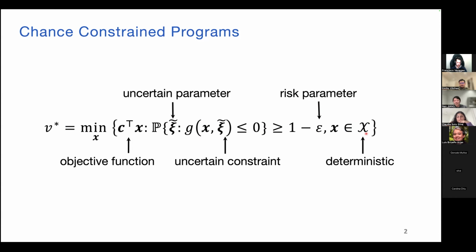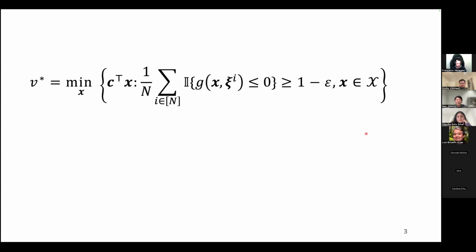And for presentation purposes today, we are going to focus on the discrete case. That is to say, we are going to have the indicator function here, and we are going to have n scenarios. If a scenario is satisfied, the indicator function value will be 1. And then the constraint is satisfied with probability 1 minus epsilon. That's to say, we have n scenarios, and we are going to satisfy n times 1 minus epsilon of them.